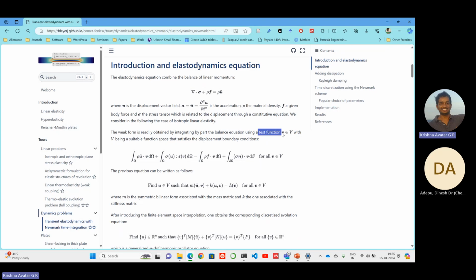For that, we take a test function v and multiply it with this differential equation, where v will satisfy the displacement boundary condition, as we had discussed last time. We multiply this equation with v on both sides, and since this is a vector equation, we take a dot product and then integrate over the domain. So it's like this, and this comes after some simplification.